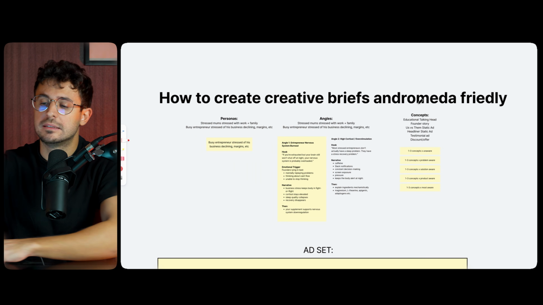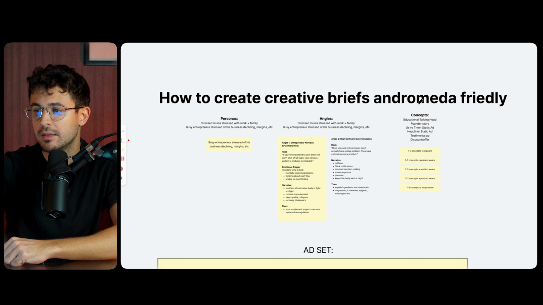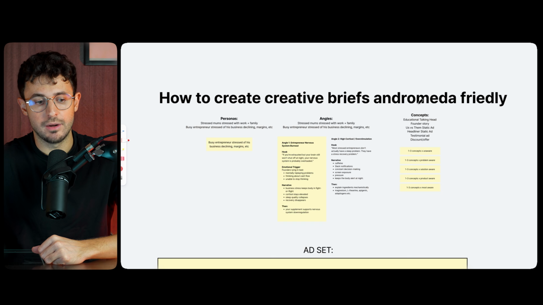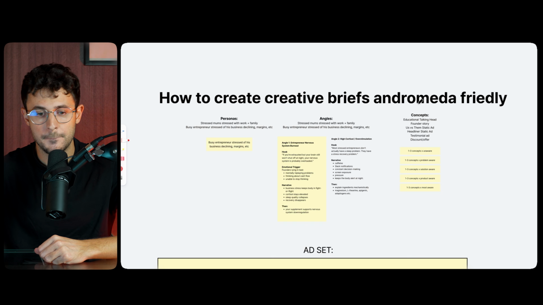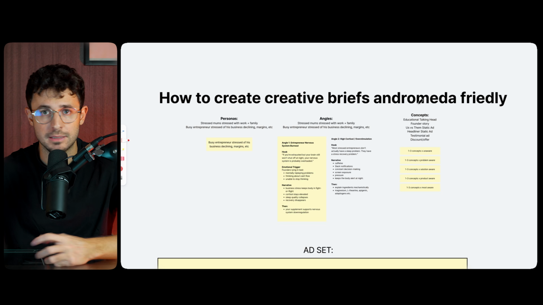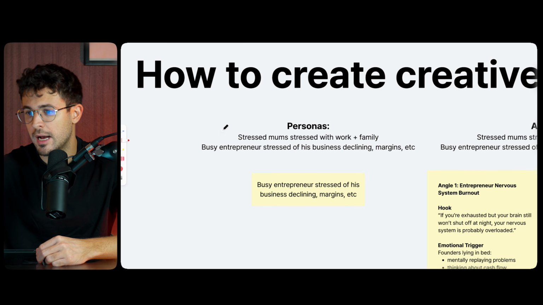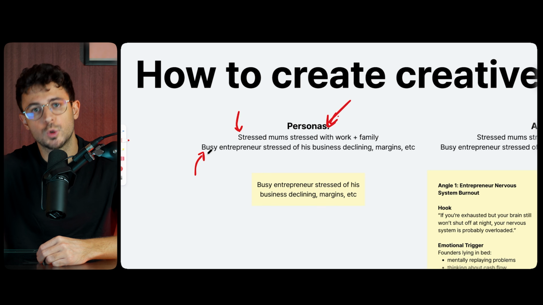So the next topic is how you now want to create creative briefs in a way that they are more Andromeda friendly. So how you create a brief in a way that everything you do is built based on this ad sequencing personalized system, which is how Andromeda works, right? So the first thing you need to understand is your personas, okay? So the first exercise is to identify your personas, and you need to be specific, but not too specific about this.